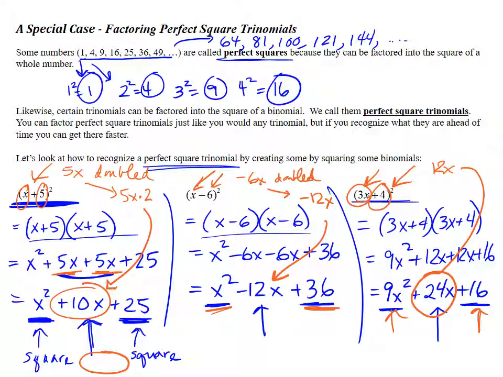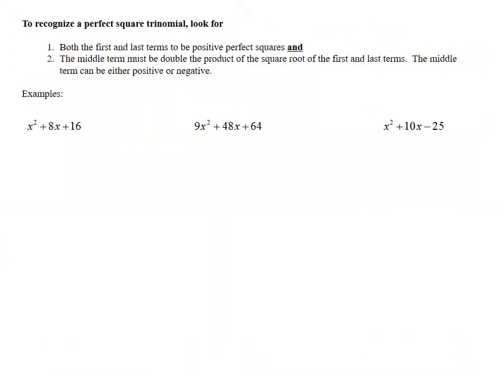So that's what you're looking for if you happen to have a perfect square trinomial. Now that we've seen them created, let's see if we can recognize a perfect square trinomial when we have it multiplied out. So there are three things we're going to be looking for. Three things because there's three terms in a trinomial.